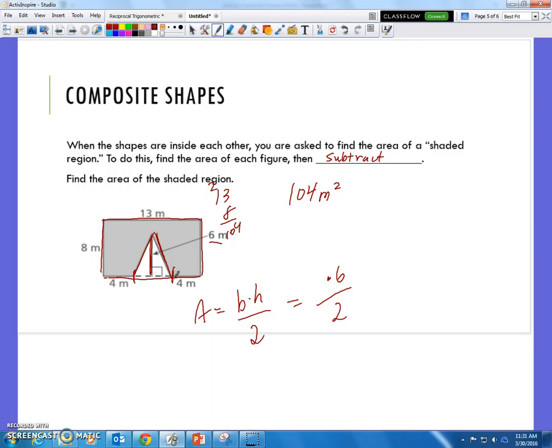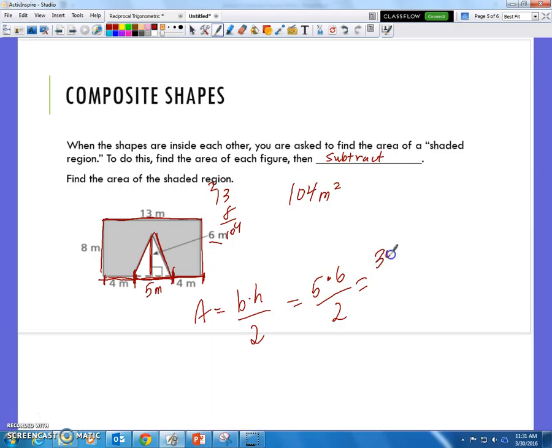So to find that, what I know is the entire thing is 13, and this entire thing is 13. If I've got 4 of it used here, that leaves me with 9 left for this part. But 4 of it's being used here, that leaves me with only 5 left for this part in between, for the base of the triangle. 4 plus 5 plus 4 is 13. The whole length is 13. So I know the base is 5.